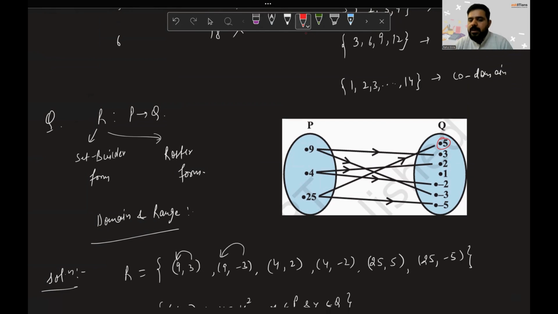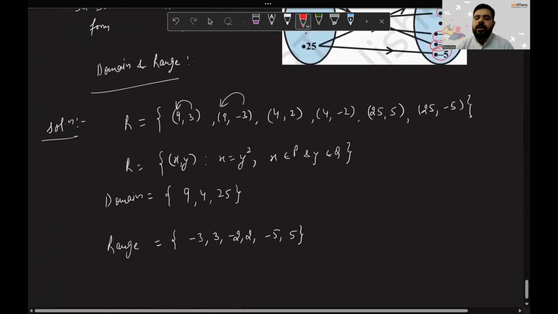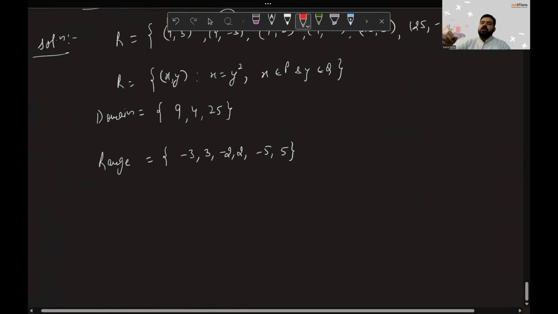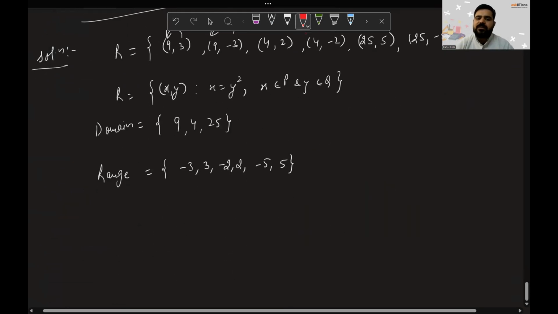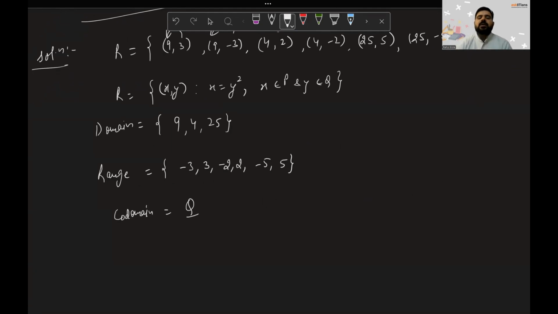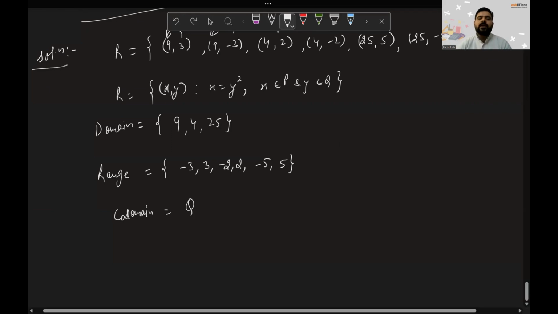So 5 will be a part, 3 will be a part, 2 will be a part, 1 will not be there, -2, -3, and -5. These are going to be the part of your range, and the whole set Q itself will be the codomain. If someone asks you what is the codomain, you can say the whole set Q is your codomain.